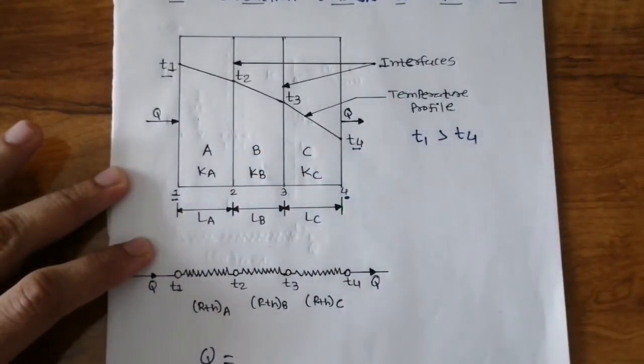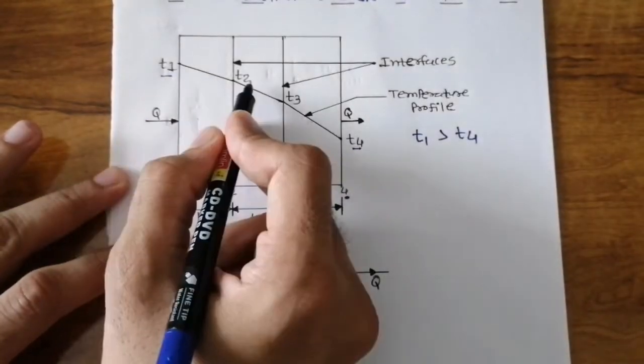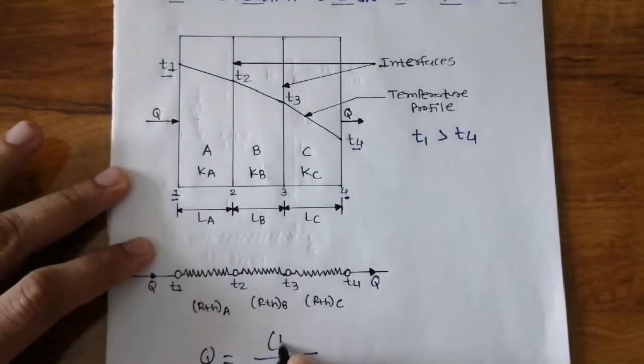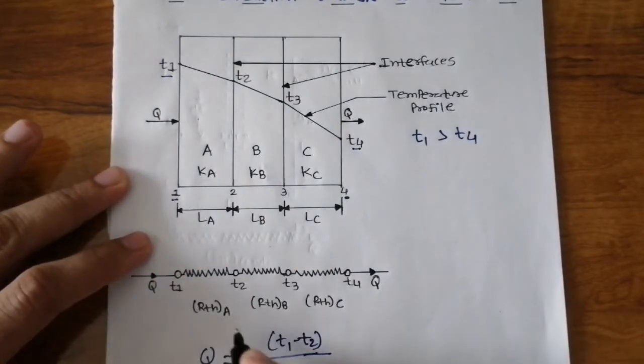What will be our equation? Q is equal to the temperature difference for layer A, which is T1 minus T2, and the thermal conductivity of layer A is Ka. So we write Ka into area divided by the thickness La for layer A.